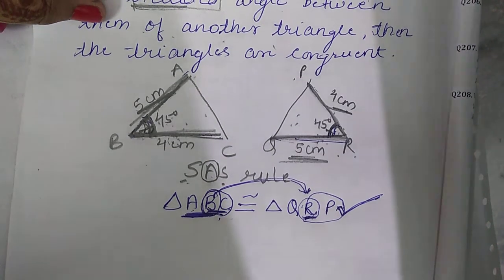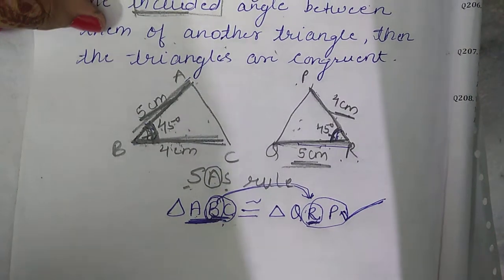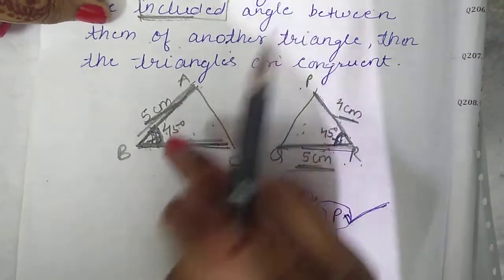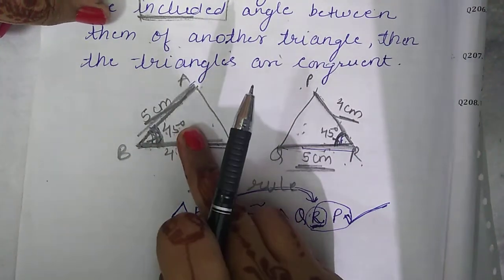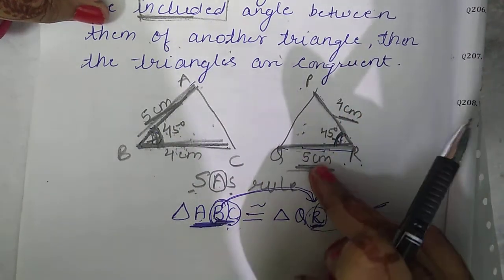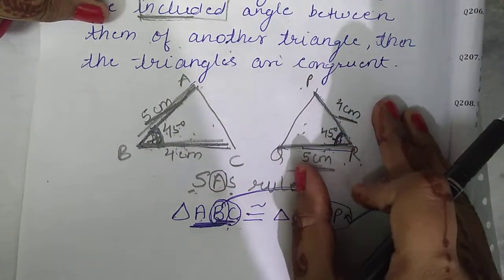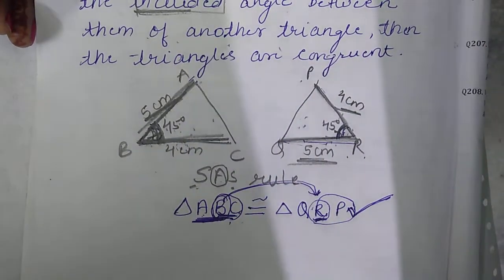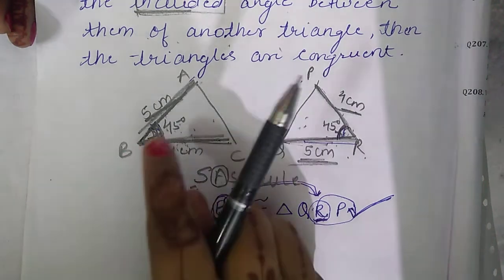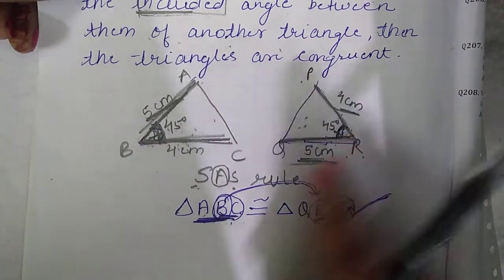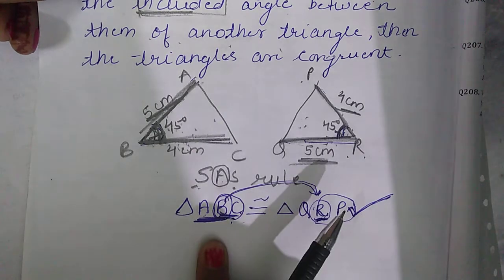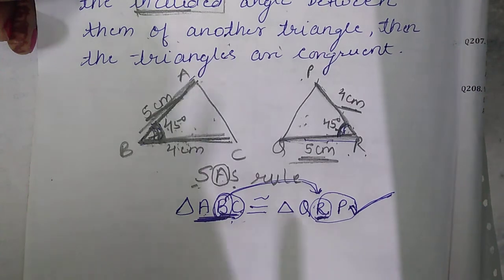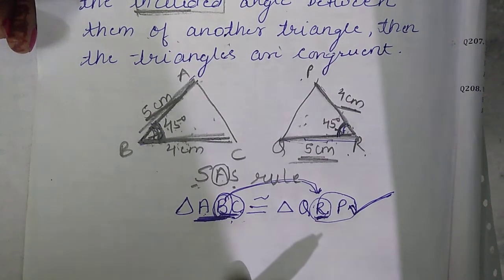So this is your SAS congruence rule. Again I am repeating, if in any two triangles, two sides and one included angle of one triangle are equal to two sides and one included angle of another triangle, then we can say the triangles are congruent by SAS rule. Remember, the angle must be included. So this is the SAS rule, and the symbolic form I have explained. First you have to fix the position of the equal angles.